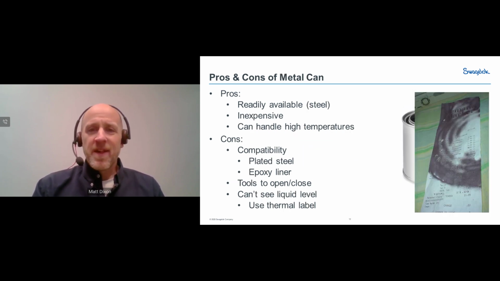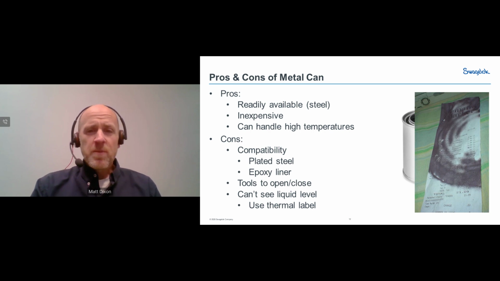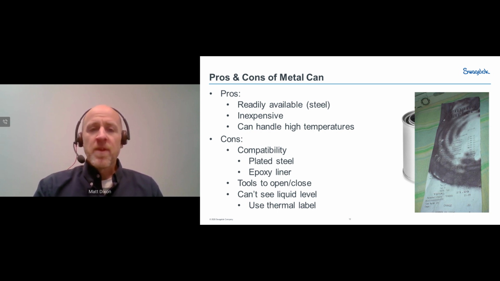Again, pretty readily available, generally in steel. They are pretty inexpensive. You can get them just about anywhere, even at Home Depot if you wanted to. Because they're metal, they can handle the high temperatures. There are some considerations about compatibility. Generally, they're plated steel or have an epoxy liner, like what you see there, that dull gray liner. So there is some consideration about compatibility. Generally, that's pretty compatible with some of the applications you're going to find in refineries and chemical plants, but it's just something to double check.